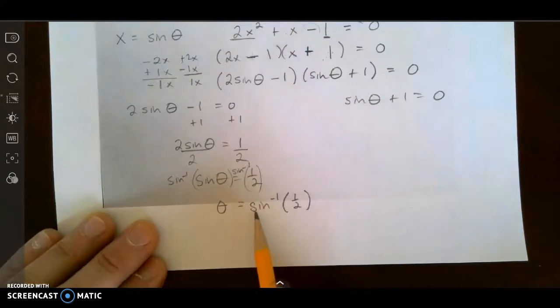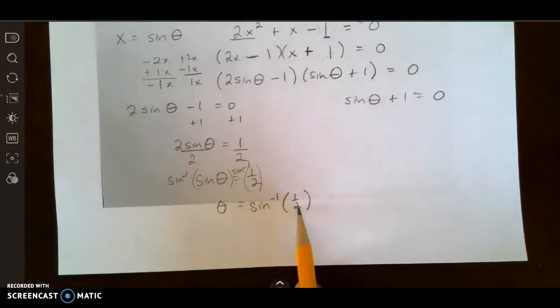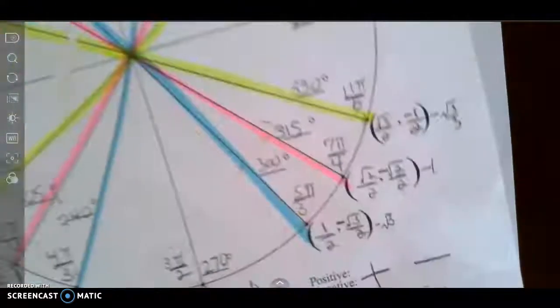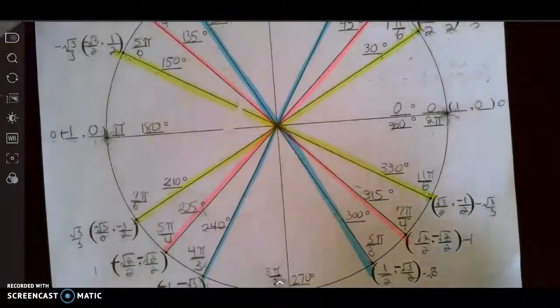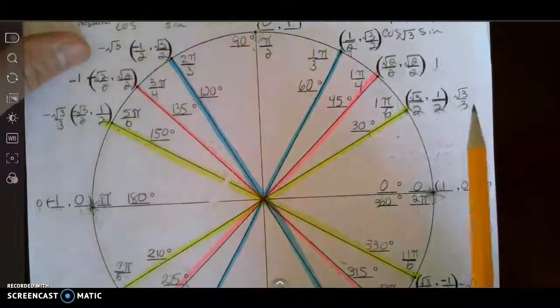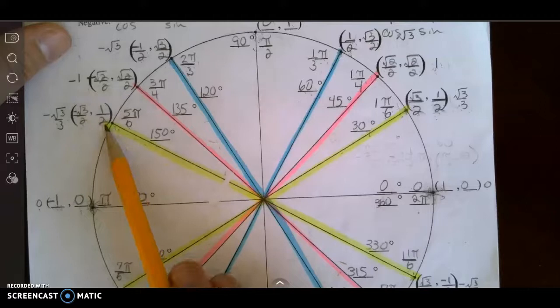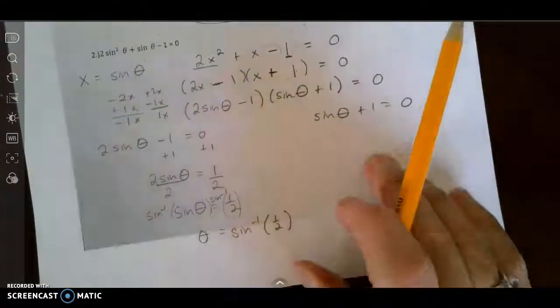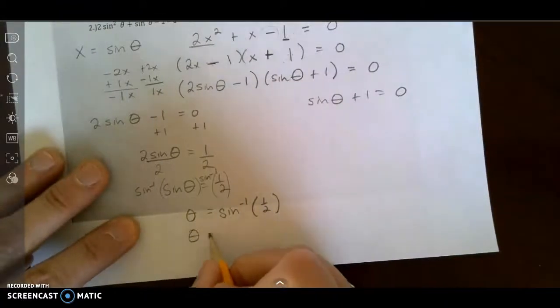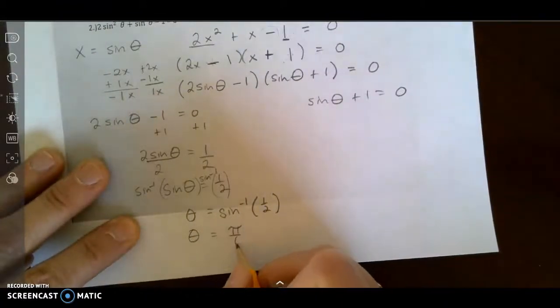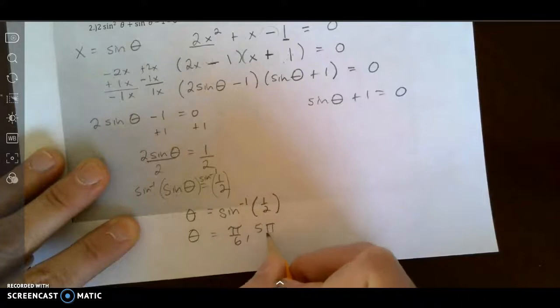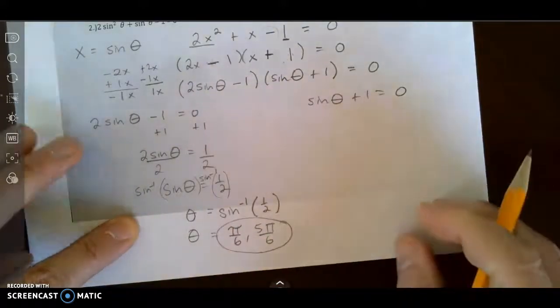So I'm looking for where are my y coordinates positive 1/2. I know my y coordinates are positive on the top of the circle, and I see it right here on my yellow, so the other one also on yellow, so it's pi over 6 and 5 pi over 6. So theta equals pi over 6 and 5 pi over 6.